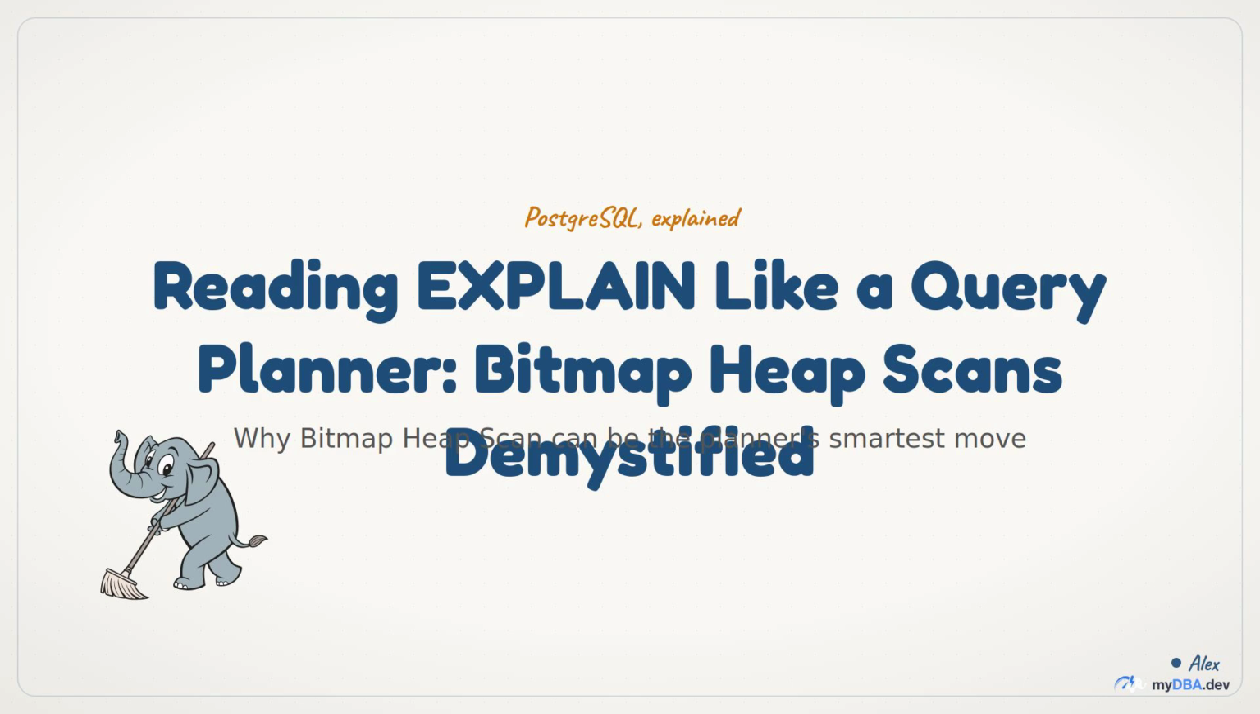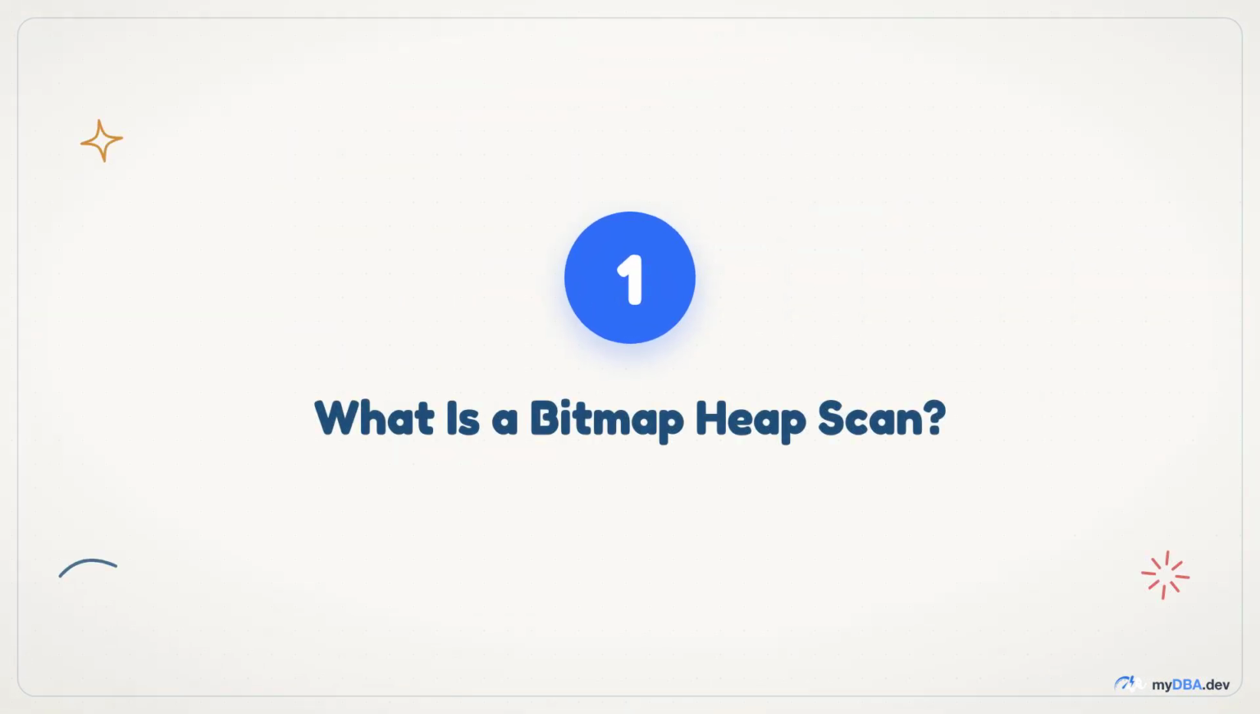Today we're going to decode what Recheck Cond, Rows Removed by Filter, and heap fetches really mean, so you can judge your own plans in seconds and know exactly what you're looking at. Let's start with the fundamentals. What's a Bitmap Heap Scan, and when does Postgres choose it over other scan methods?